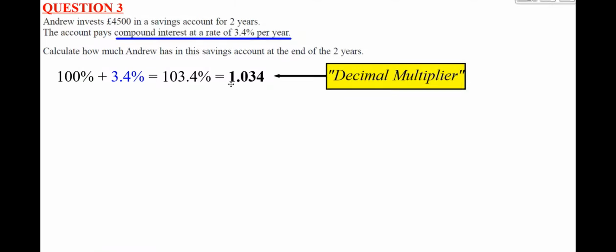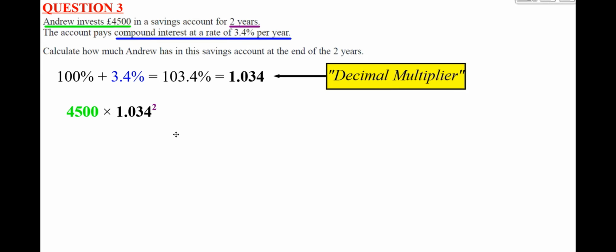So what is the starting amount? Well, he starts off with £4,500. He gets this rate every year. So how many years is he getting this percentage change applied? Well, it says 2 years. So we're going to do 4,500 multiplied by this decimal multiplier twice. So we're going to multiply by 1.034 and then multiply by 1.034 again. But to put it simply, we're going to do 4,500 multiplied by 1.034 squared. Squared because it's 2 years.